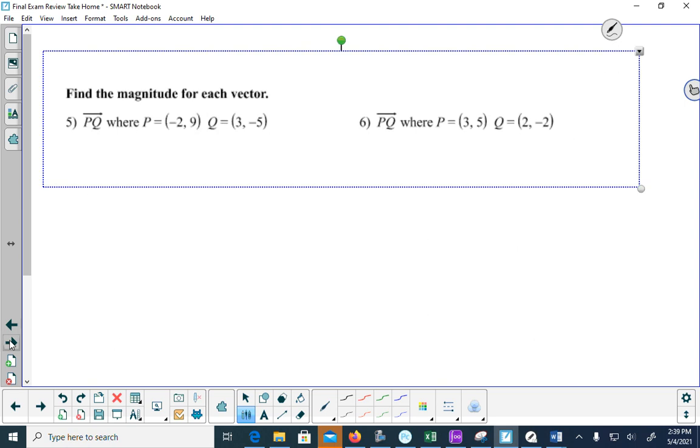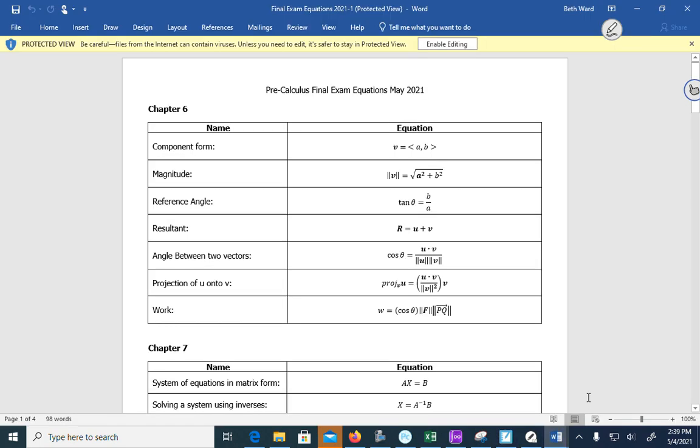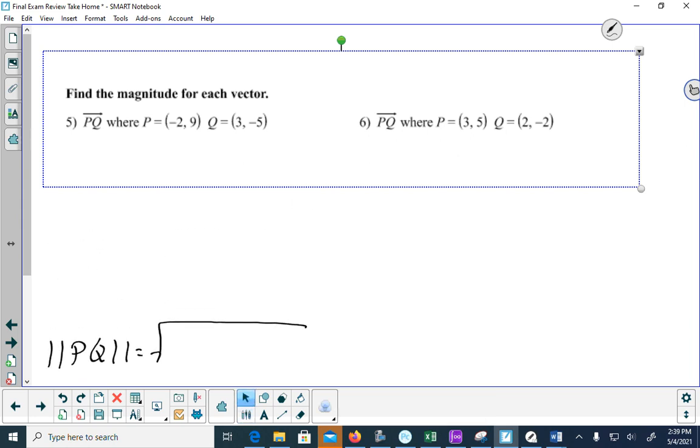Number 5, write the magnitude of each vector. If you weren't sure, let's just check this equation sheet here. Magnitude is the double lines, and it's the square root of a squared plus b squared. So to find the magnitude of PQ, I'm going to take the square root of, well, I should put it in component form first. So let me do that. Let's slide this down here first. Got a little ahead of myself. So I'm going to put it in component form first. I'm going to take terminal minus initial.